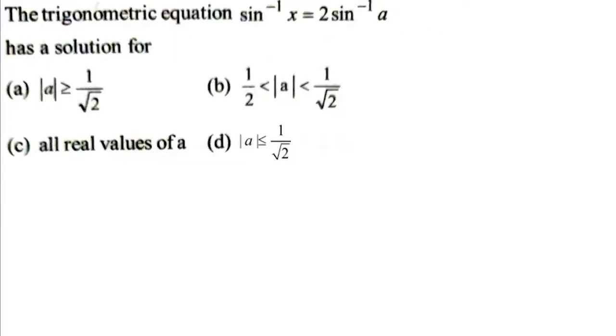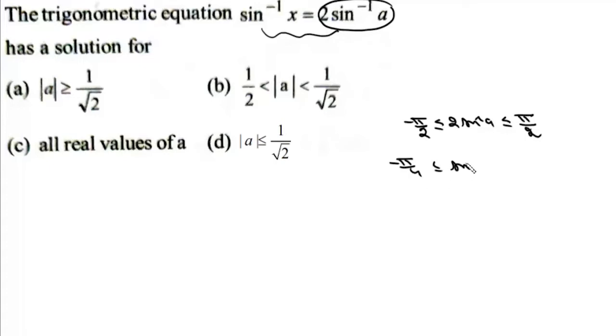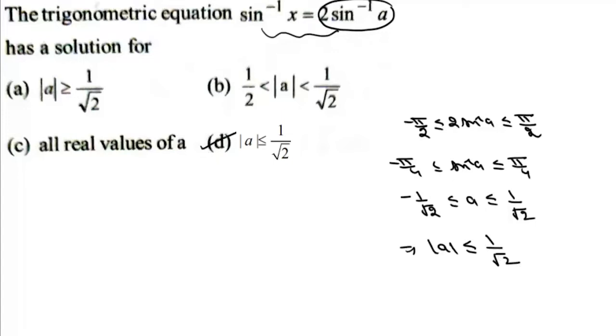Now another question: the trigonometric equation sine inverse x equals 2 sine inverse a has a solution for which of the following conditions of a? Now we know that this equation will have a solution if the value on the right hand side lies in its principal value range. So it simply means this 2 sine inverse a must lie between minus pi by 2 and plus pi by 2. So we can write minus pi by 4 is less than or equal to sine inverse a is less than or equal to pi by 4. Now we'll take sine, then sine of minus pi by 4 will be minus 1 by root 2, so minus 1 by root 2 is less than or equal to a is less than or equal to 1 by root 2. So from here we get the condition that mod of a is less than or equal to 1 by root 2, and that's your option D.